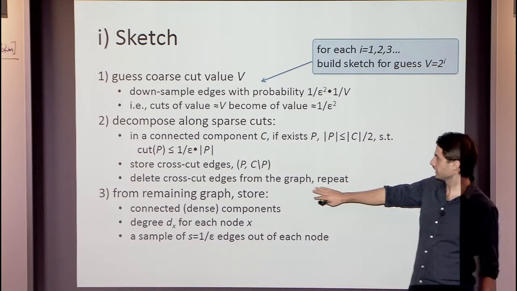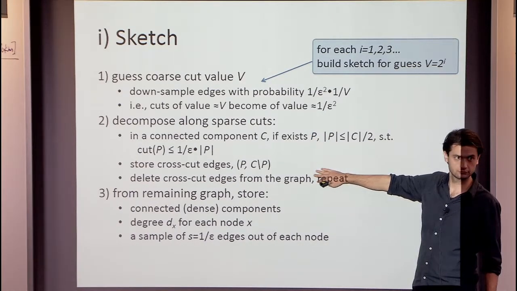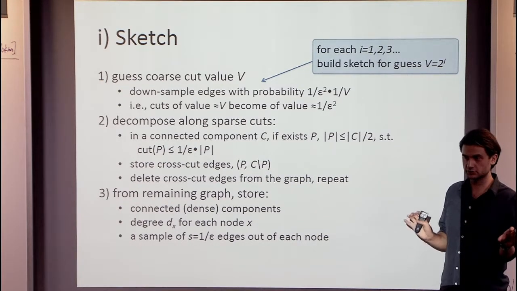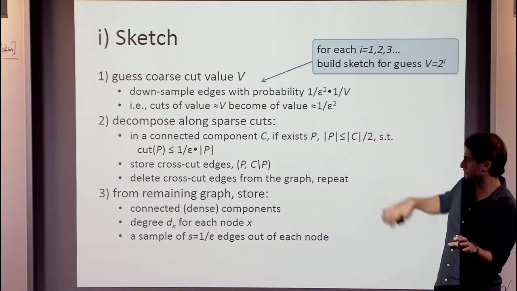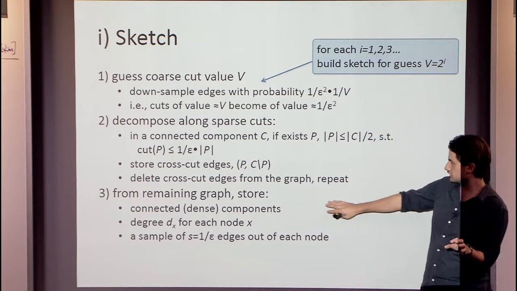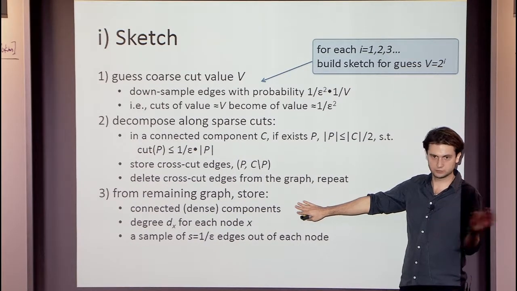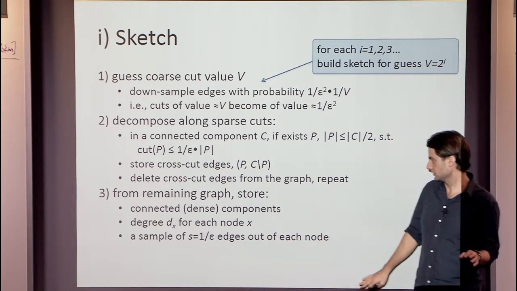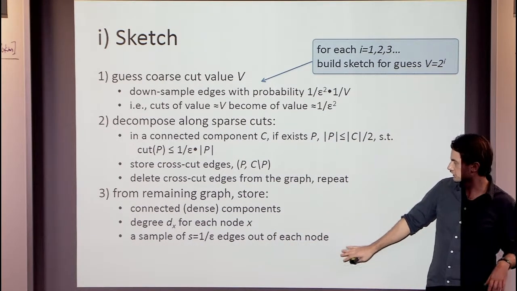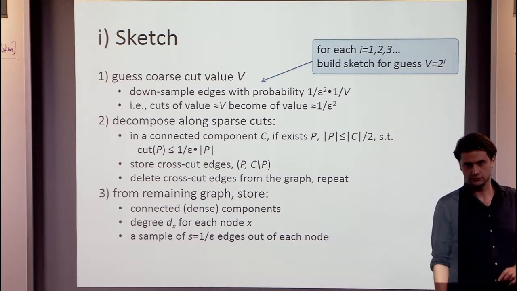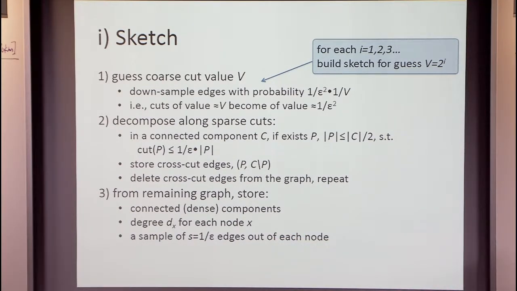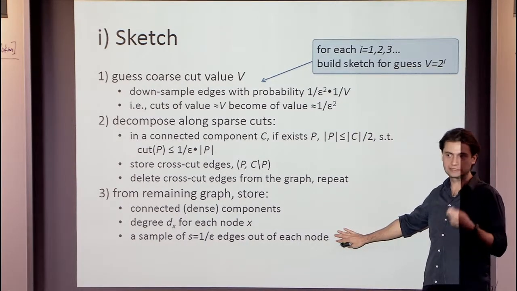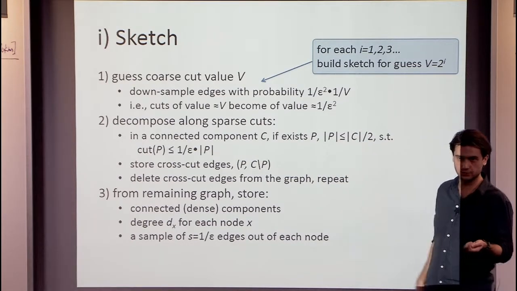Part 3, in the remaining graph, so after we have performed this, we have a bunch of connected components which do not have any sparse cuts in this definition. So what we remember is essentially the connectivity structure, right? What are the connected components? The degrees of each node. And for each node, we sample 1 over epsilon outgoing edges. Note that we can do the sample just because we know that the degree of each non-isolated vertex has to be at least 1 over epsilon, otherwise it is in a sparse cut.